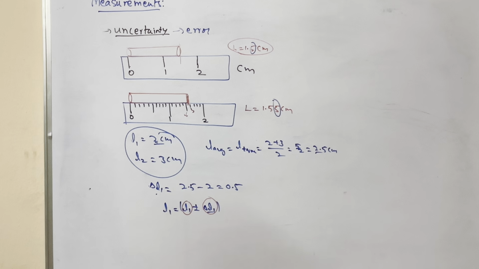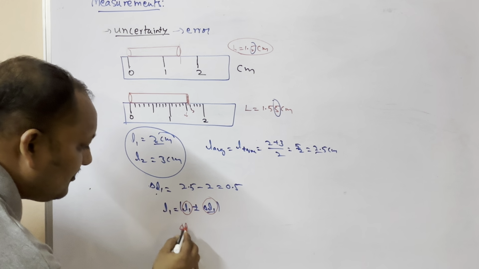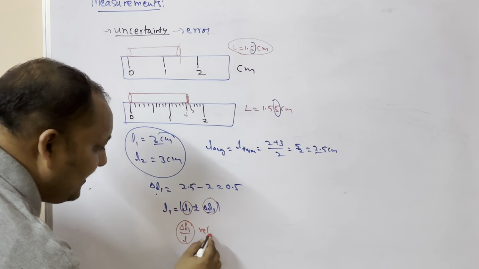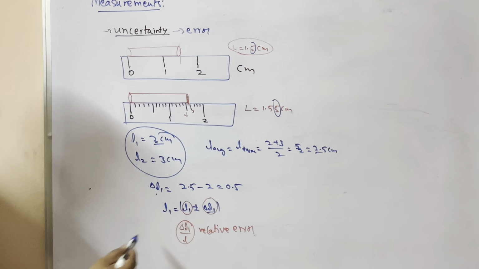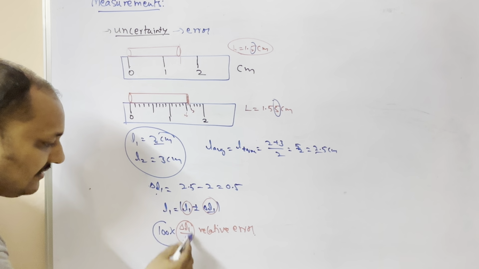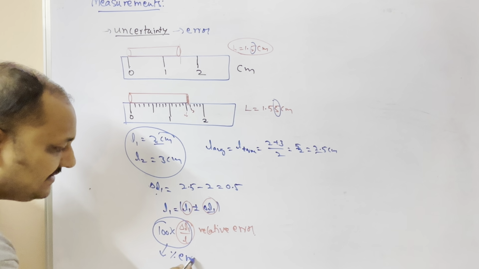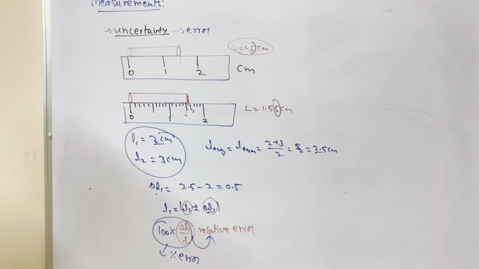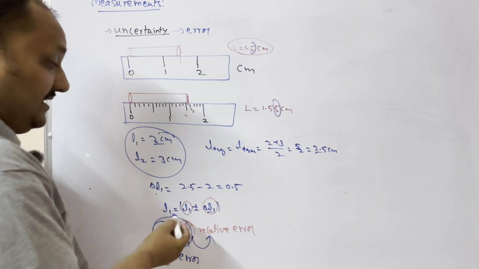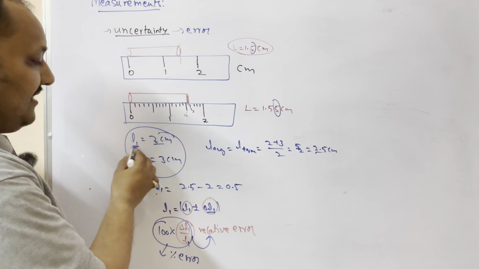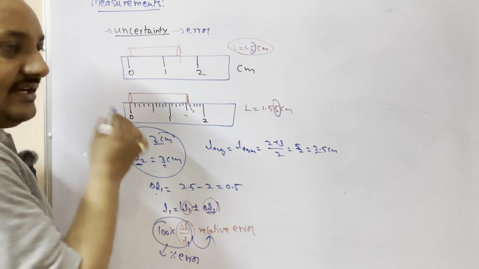Now, what is the ratio of delta L1 by L1? Delta L1 by L1 is nothing but relative error. If you multiply this with 100, then this is called percentage error. Only delta L1 by L1, we call relative error. If you multiply relative error with 100, that is percentage error. So delta L1 is the absolute error in L1. Like that you can calculate the absolute error in L2 also.